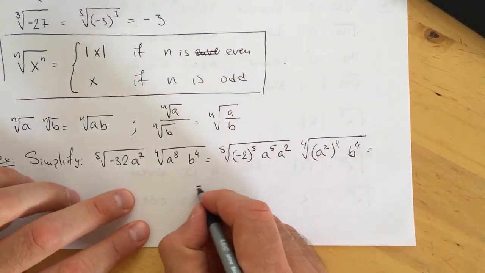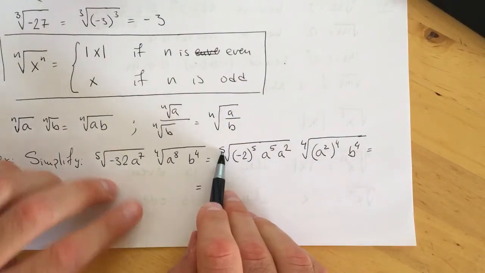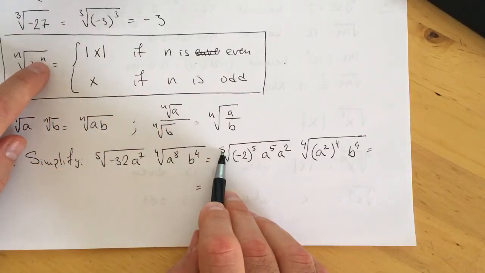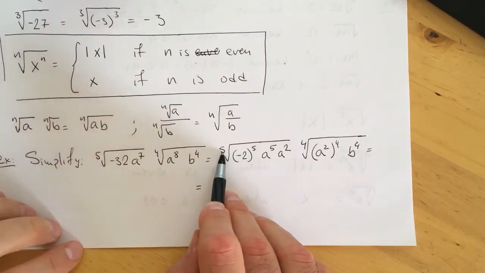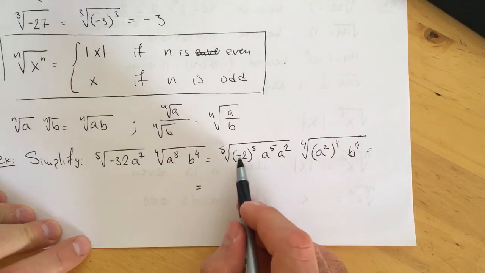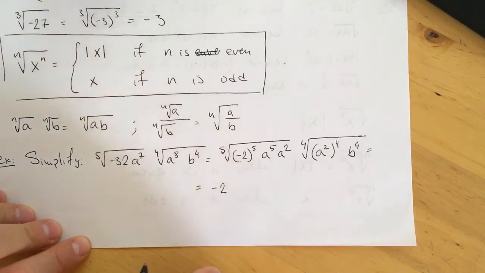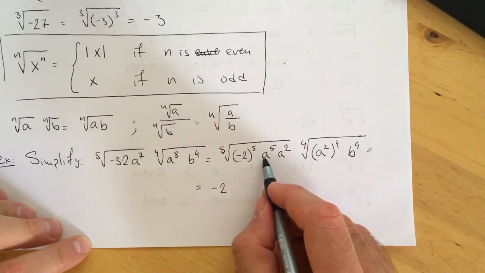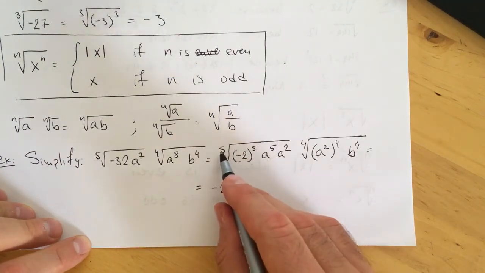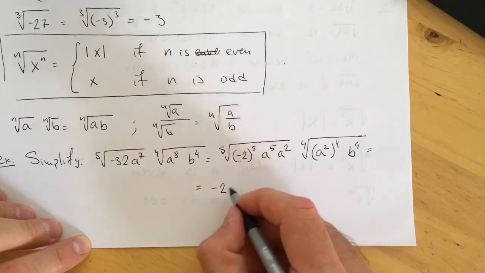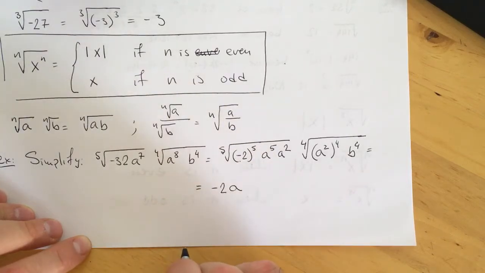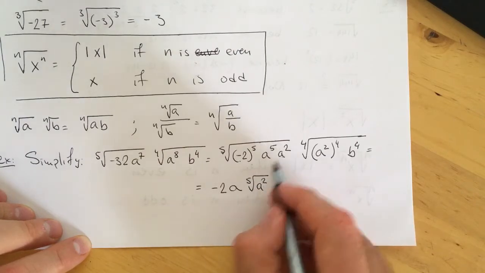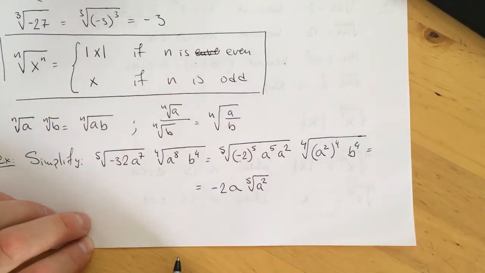Okay, so the fifth root, the odd root, of x to the power 5 is just x. So the fifth root of negative 2 to the power 5 is just negative 2. Similarly for a, no matter what a is, whether it's positive or negative, the fifth root of a to the power 5 is just a. And then I'm left with the fifth root of a squared, which cannot be simplified any further.